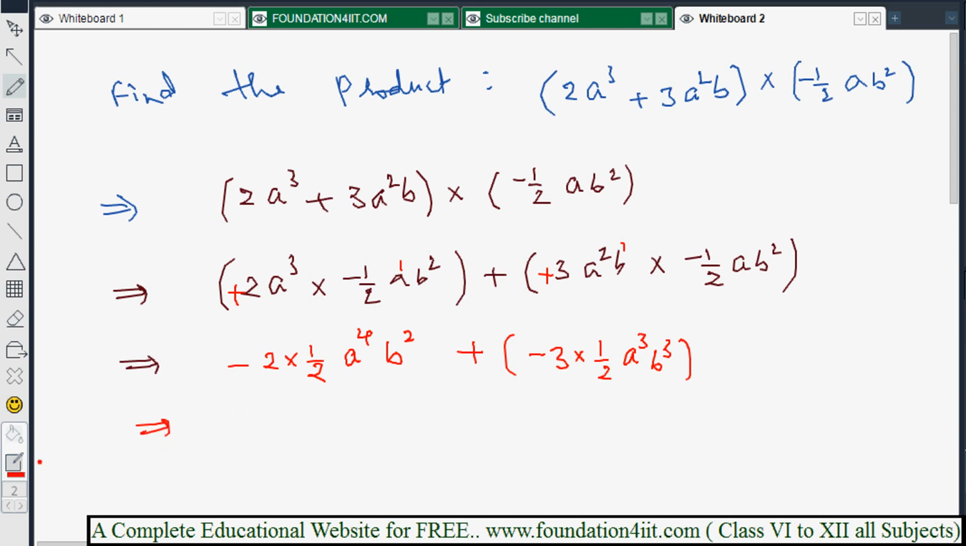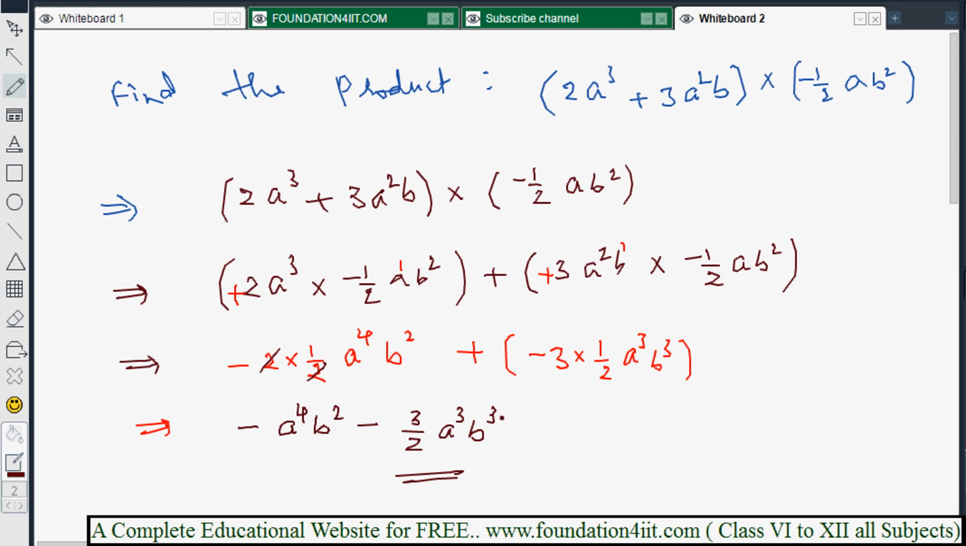Now if you simplify, 2 gets cancelled, minus a power 4 and b square, and here plus into minus is minus. 3 into 1 by 2 is 3 by 2, a cube and b cube. That's it. So in this way you can simplify. So minus a power 4 b square minus 3 by 2 a cube b cube.